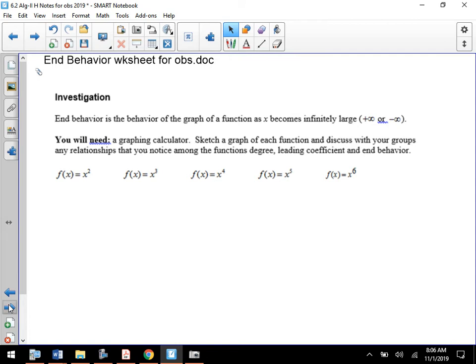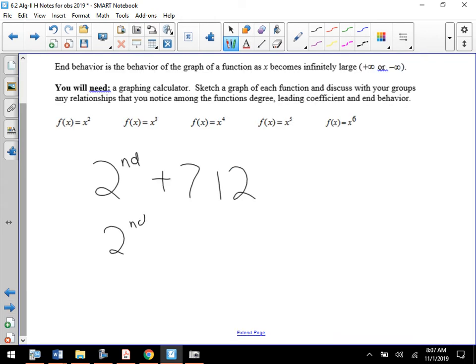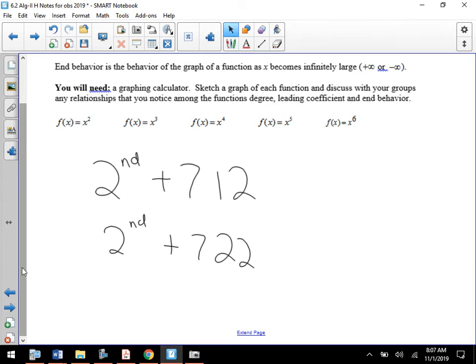If your calculator is all sorts of messed up from quadratics, go ahead and do a hard reset real fast. Do you guys remember how to do that? No. Do a second 712, and do a second plus 722. That'll reset everything in the calculator, so you don't have to worry about if your windows are all messed up, all that kind of fun stuff. I'll reset it and clean it, so that way when we're looking at our graphs, it won't be so bad. Okay.